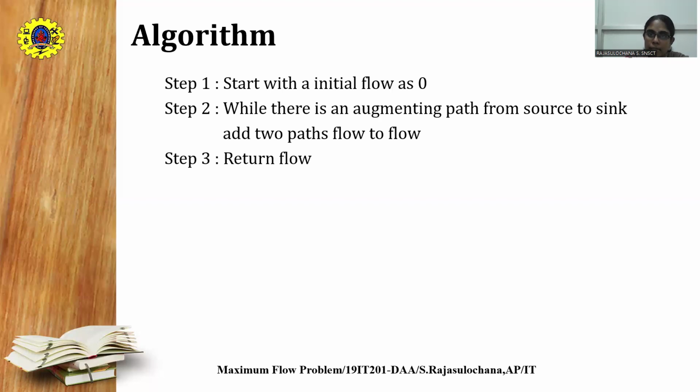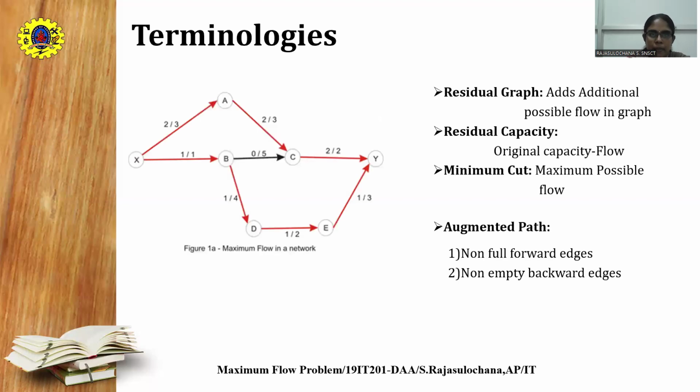When we are choosing the second path, you have to add the flow of that particular augmenting path to the previous flow. You have to continue this until there are no augmenting paths left. Once there is no other augmenting path left, you have to return the final maximum flow, which is the summation of the flows of all the augmenting paths.